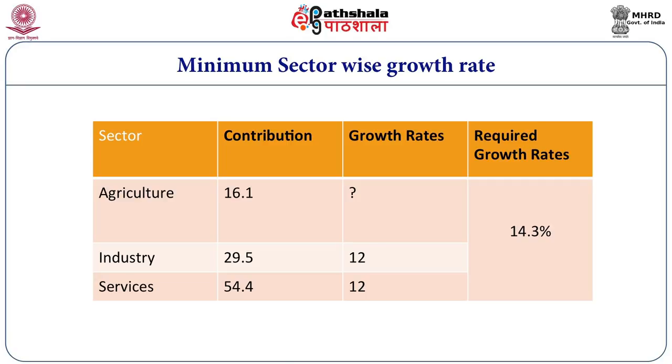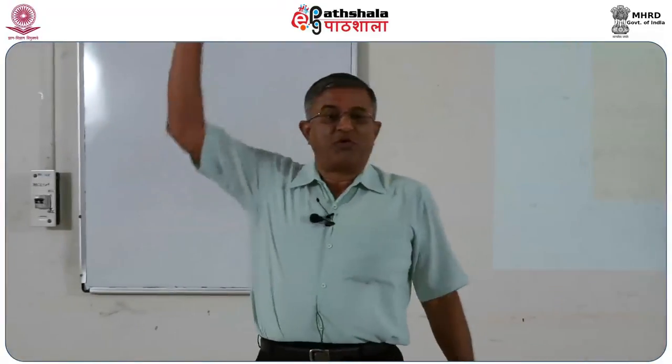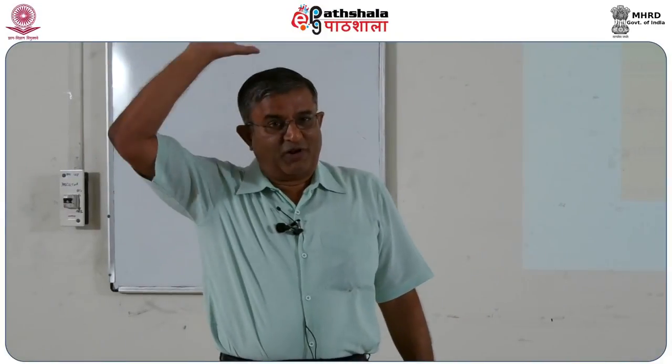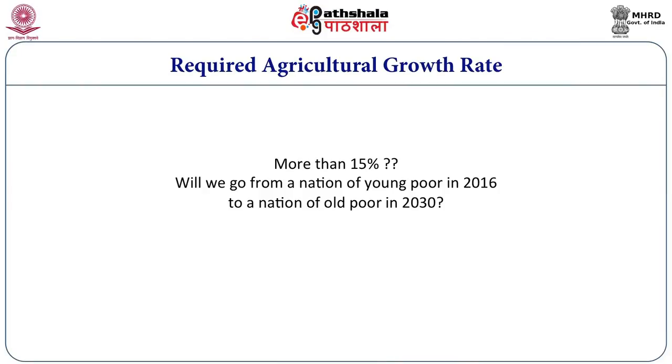Government says that industry and services will grow at 12% each. If industry and services will grow at 12% each, assuming that government is correct, to get 14.3% overall economic growth, how much will agriculture have to grow at? More than 15% agriculture has to grow if we have to get 14.3% growth rate, if we have to get 10,000 per capita, which will make it one of the poorest countries of the world in 2030. Will we go from a nation of young poor to a nation of old poor in 2030?